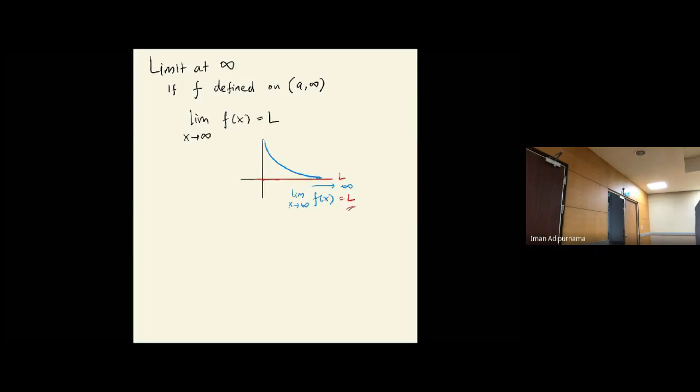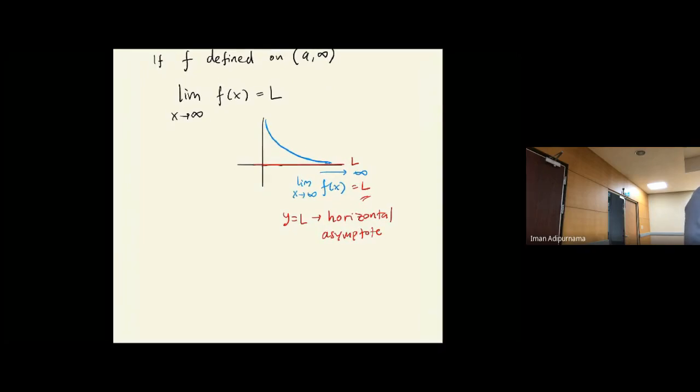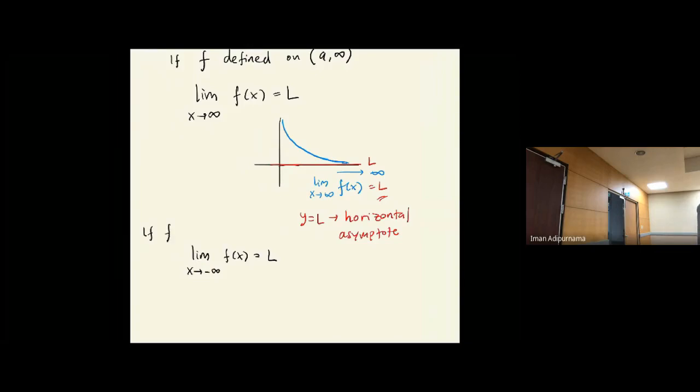This L here, or y equals L, is a horizontal asymptote. Before, you had the vertical asymptote; now we have the horizontal asymptote. Aside from this limit, we can also go negatively, to the left. We can have the limit as x approaching negative infinity of f of x equal L, if the function is defined from negative infinity until a.